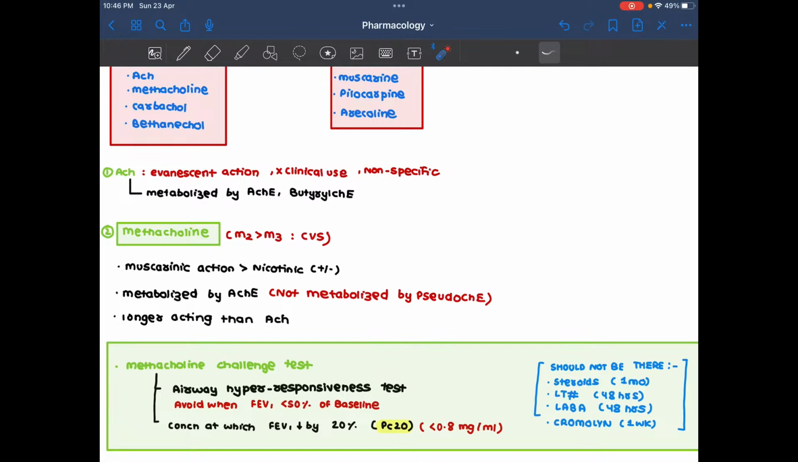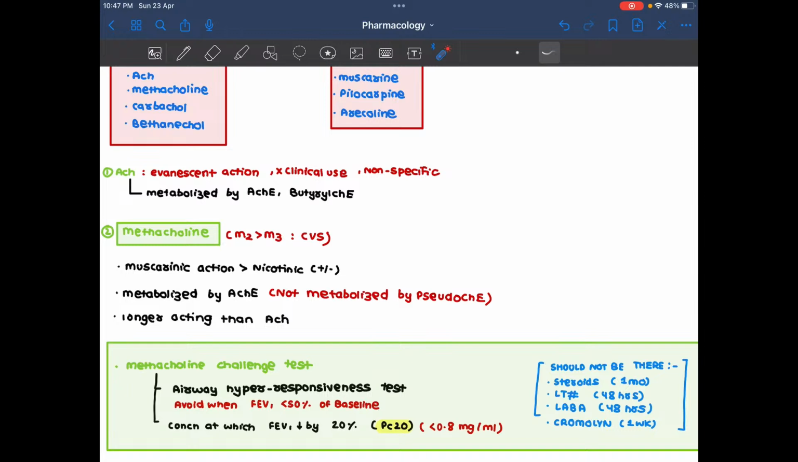Methacholine is metabolized by acetylcholine esterase. It is not metabolized by pseudocholine esterase. This is important. Acetylcholine was metabolized by a butyrylcholine esterase as well, present in the plasma. But methacholine is only metabolized by acetylcholine esterase. So is it going to be longer acting than acetylcholine? Definitely. It's going to be longer acting than acetylcholine.